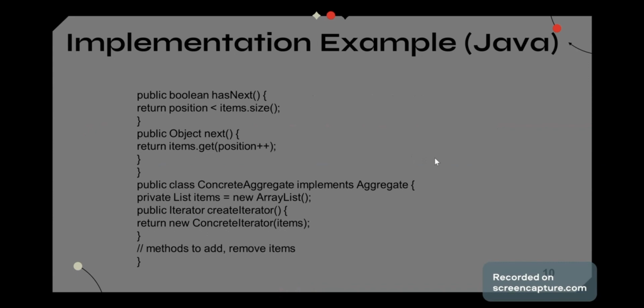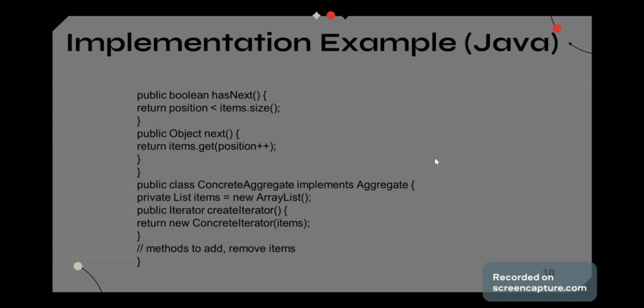Continuing that code, we have the hasNext method of the concrete iterator. It checks whether the current position is less than the size of the items list. If it is true, it means that there are more items available in the collection. In the next method of the concrete iterator, the method retrieves the item at the current position from the items list using the get function. As you can see, it then moves the position to the next item, right?